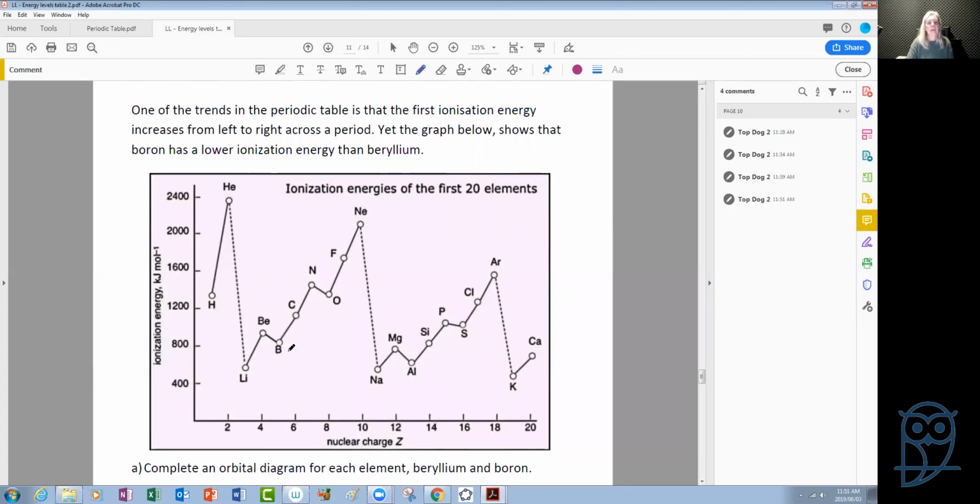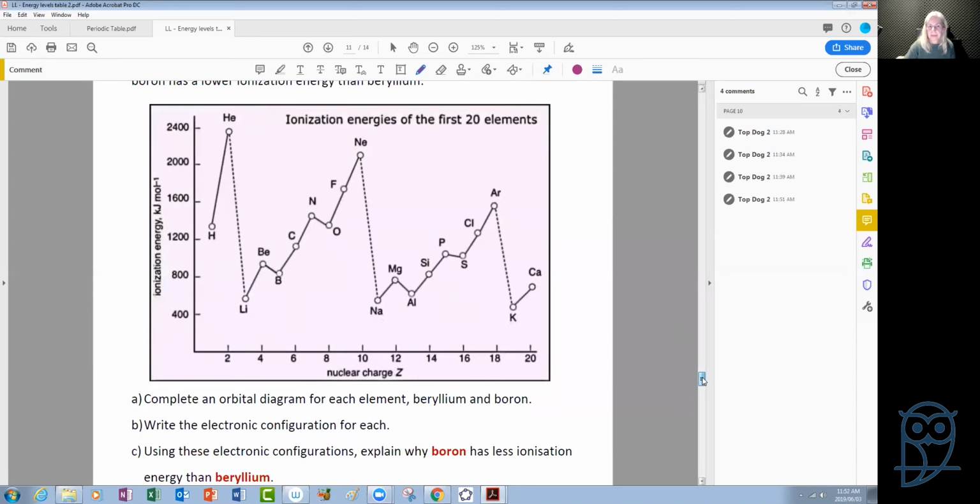Why this discrepancy? So let us see now. We have some questions to answer here. So we're going to concentrate on these elements, which are elements of the second period in the periodic table, from left to right, from lithium to neon. Complete an orbital diagram for each element, beryllium and boron. They only want us to complete the orbital diagrams for beryllium and boron.